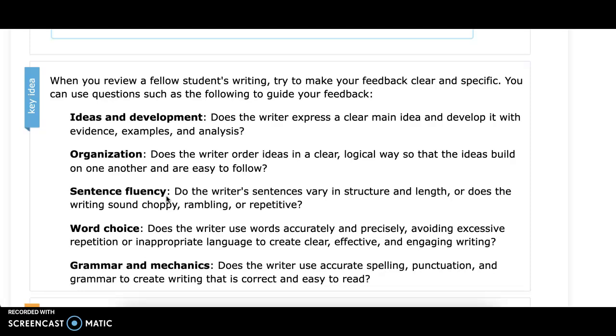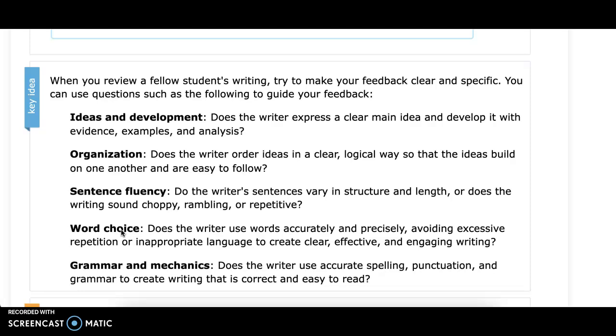Now, when it comes to word choice, we're looking not so much on a sentence level, but on a specific word level. We might be asking ourselves, does the writer use words accurately and precisely? Do they avoid excessive repetition or inappropriate language to create clear, effective, and engaging writing? Once you've identified what that writer is writing about, ask yourselves, are they really using the best words to do so?